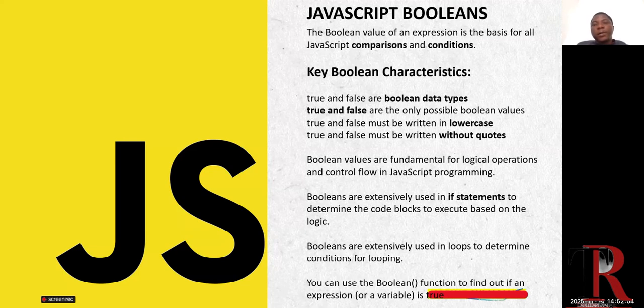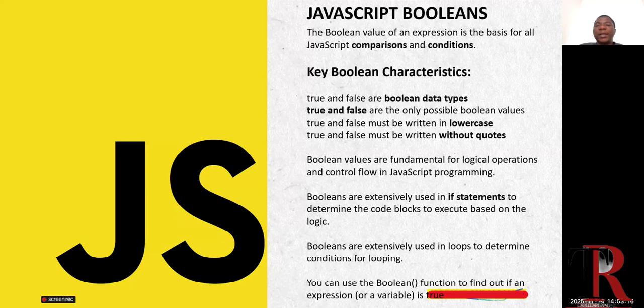So this lesson will be talking about JavaScript Booleans. Booleans are very important in JavaScript. Even though we have talked about it before during the lesson on JavaScript data types, where we discussed it as one of the data types in JavaScript, beyond just being a data type, it is very important in JavaScript.